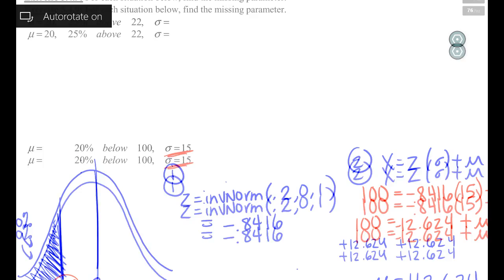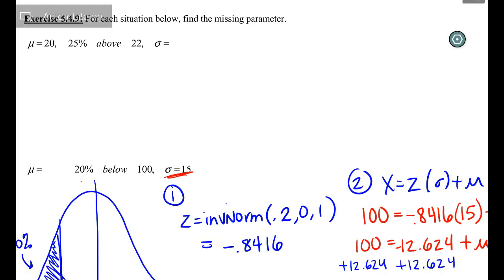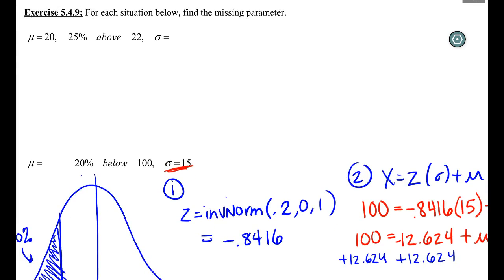Right, so exercise 549. Sorry, I'm moving things around. 549. This is the one we did the second part of it. We didn't do the first one. So again, all of the content has been removed.